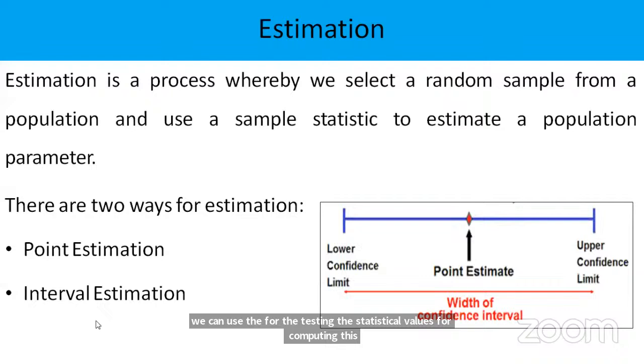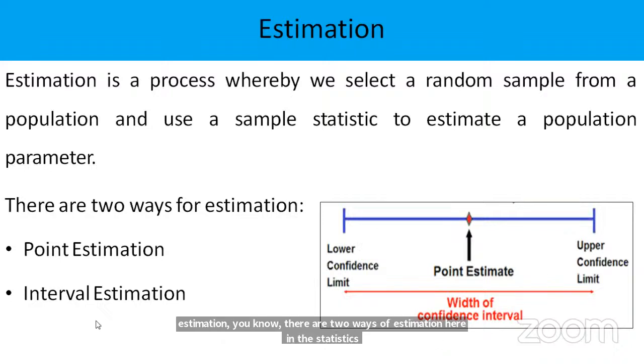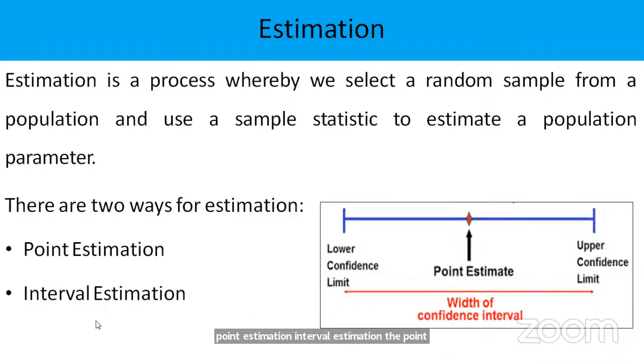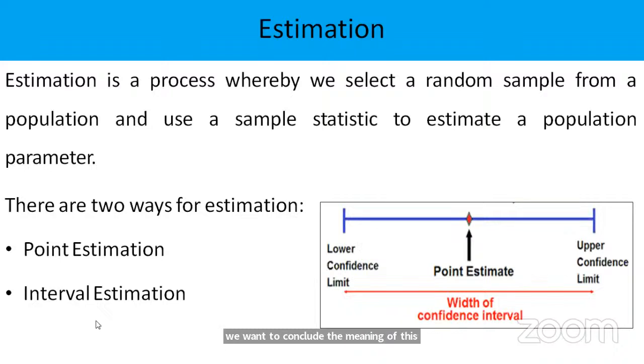For estimation, there are two ways in statistics: point estimation and interval estimation. For point estimation, for example, we have to find the median. Say we have a hundred data values and want the median. We take the average of the two middle values, the 50th and 51st. We calculate the sum and average, and it gives the solution directly. That is point estimation.